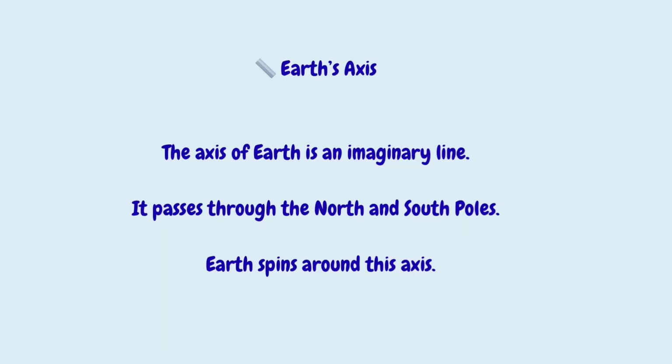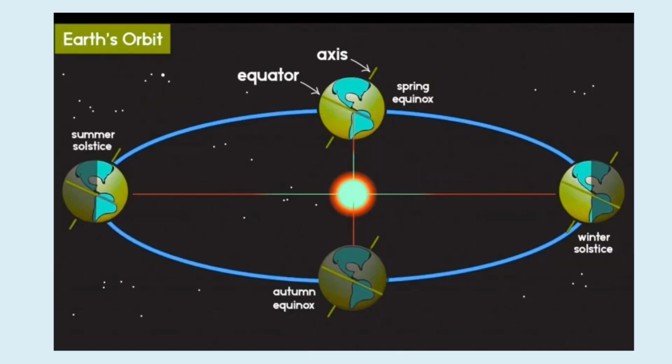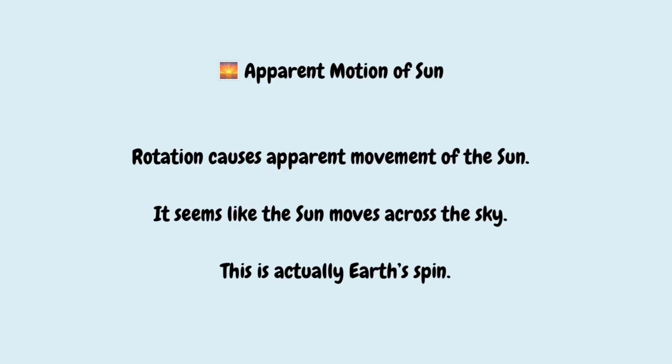So now, what is the earth's axis? The axis of earth is an imaginary line. It passes through the north and south poles, and the earth spins around this axis. What is the apparent motion of the sun? The rotation causes apparent movement of the sun. It seems like the sun moves across the sky, but this is actually the earth's spin.